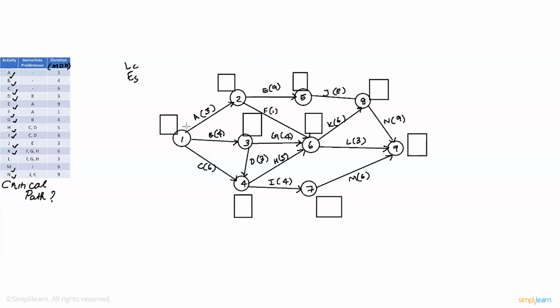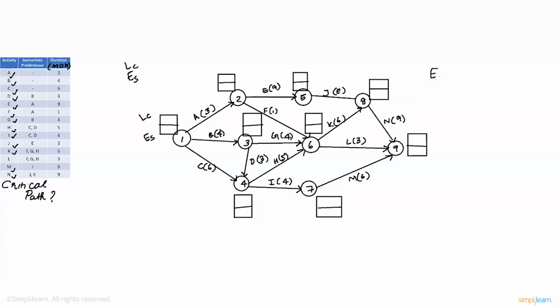There you go. And each of these boxes need to be divided. So in these boxes, the lower half represents the earliest start time and the upper half represents the latest completion time. So first off, we'll find out the earliest start time. So the process of finding the earliest start time is referred to as forward pass. Now the earliest start time can be determined with the formula.